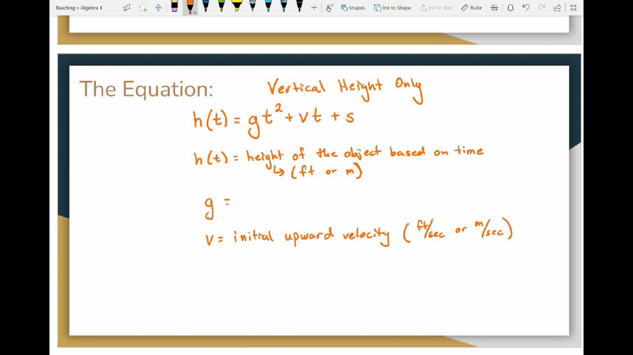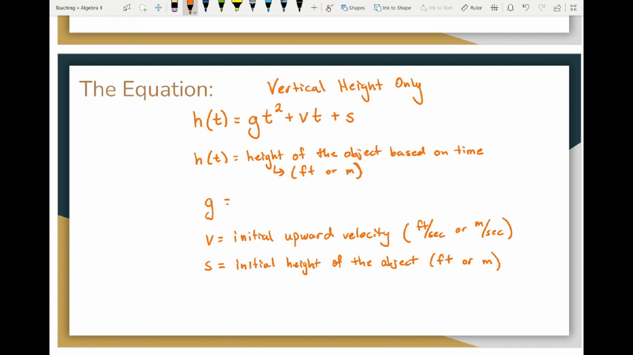All right. And then the last variable there we don't know is the S, which we're going to call the initial height. Most people would use an H for initial height. We can't use H because we're using that for the actual height. Okay. So we're just going to call this the initial height of the object. And that's going to be given in either feet or meters, whatever we are dealing with in this case.